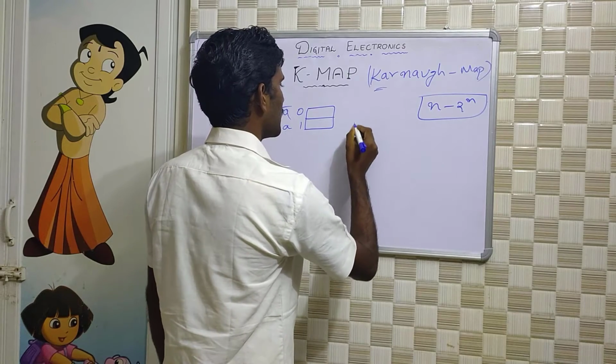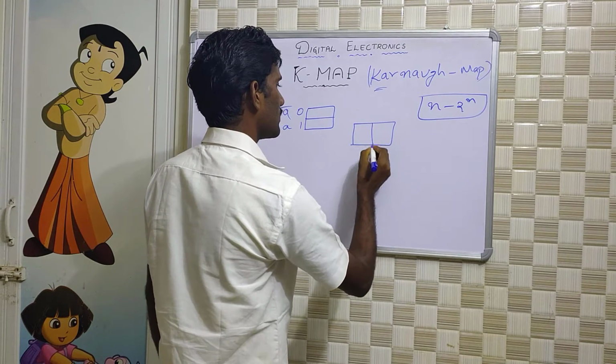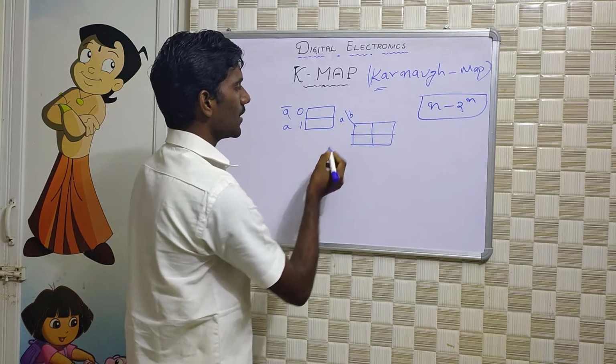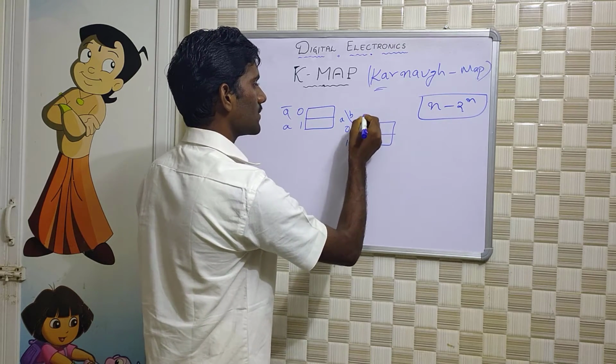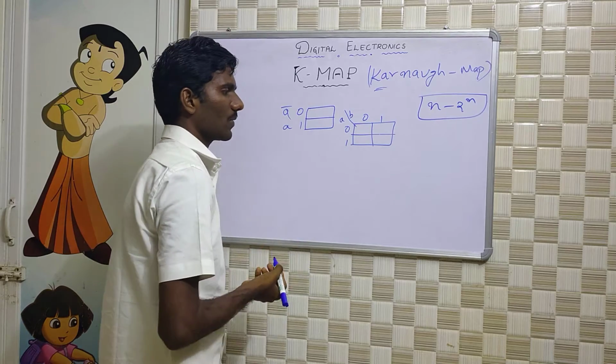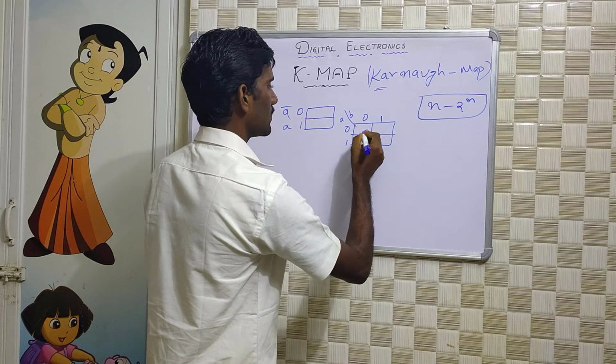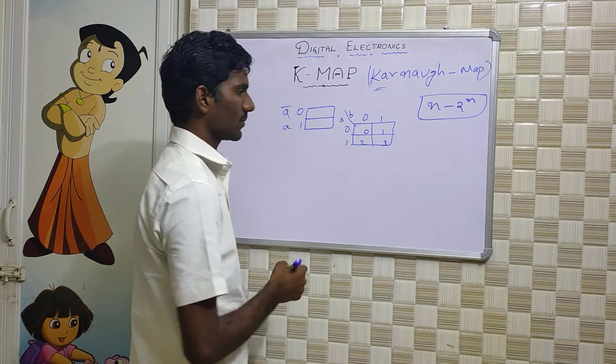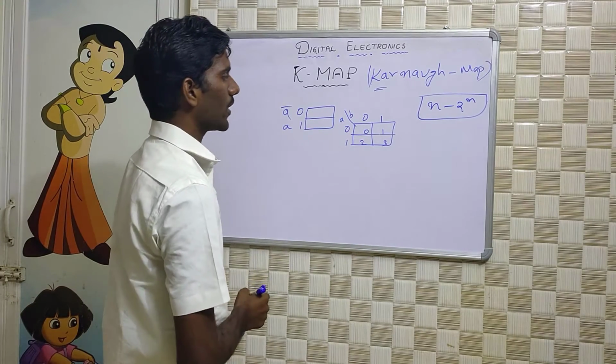For two variables we are taking A B here. So 0 1, 0 1. It is also simple. So the cells are 0 1 2 3. This is for two variables.